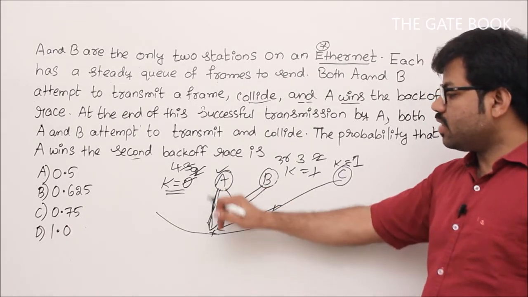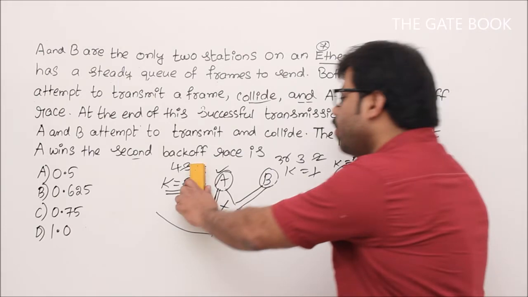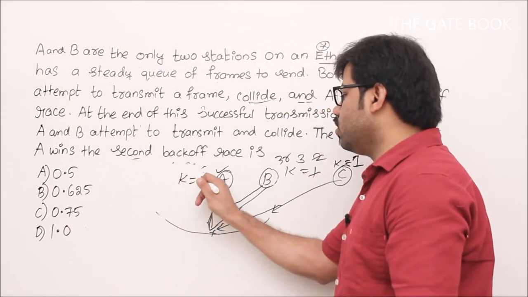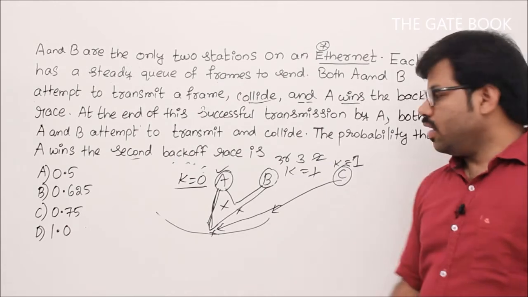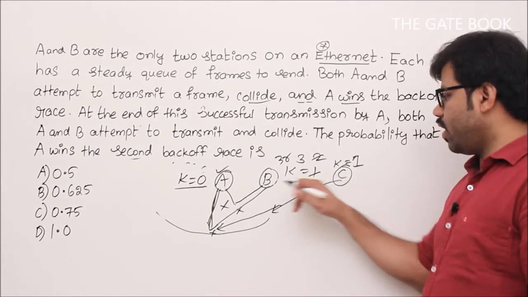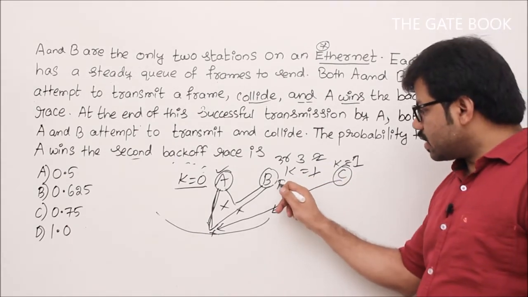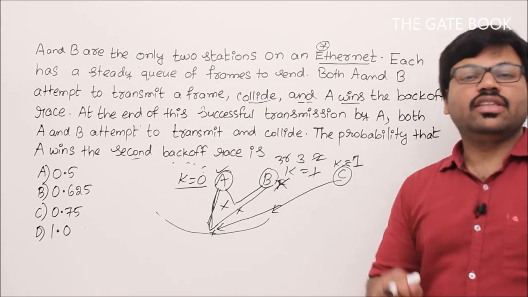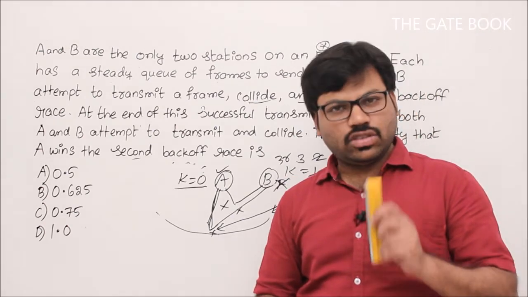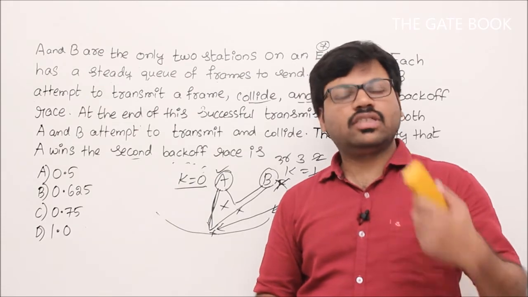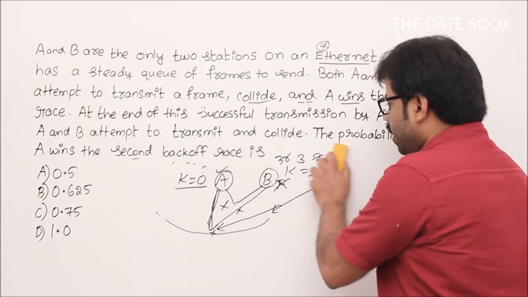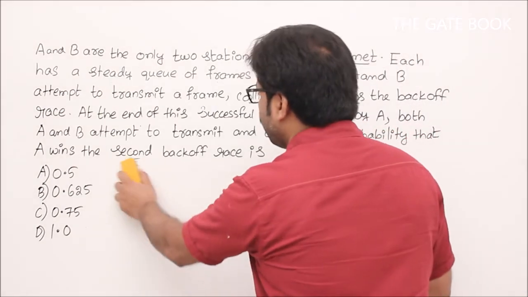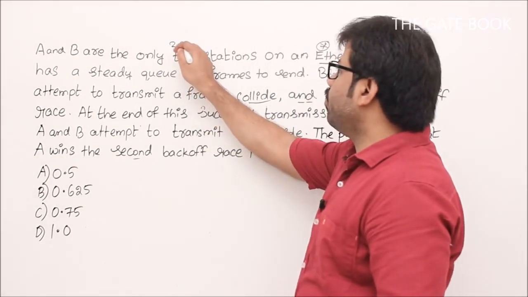Now if A successfully transmits, then we have to make its k value 0 again. Then k starts with 0 again for A, and B and C will have the same behavior. Once they successfully transmit their frame, their k value is initialized to 0 again. Until then, this k will keep being incremented, remember it. Now we solve this problem which was asked in the 2004 paper.